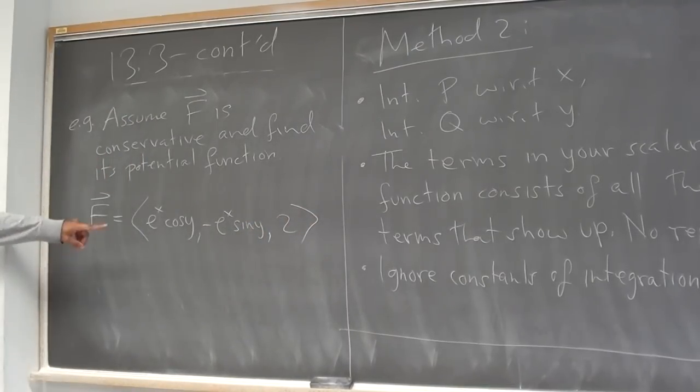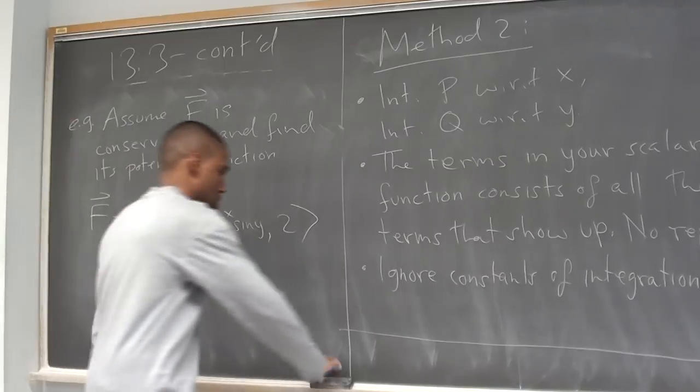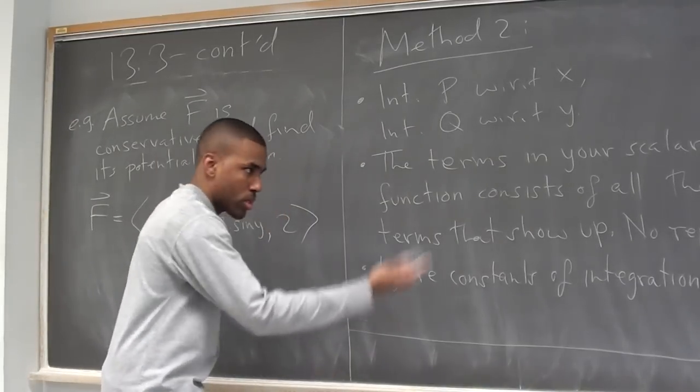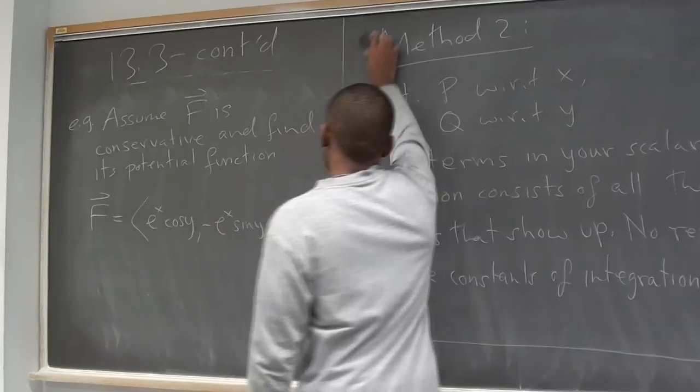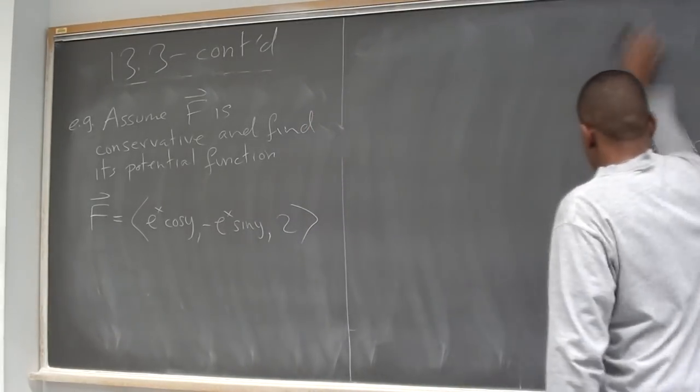So it's a three-dimensional function. I didn't show you how to check that yet, but I just said assume it's conservative, find the potential function. So in 3 dimensions, the same processes apply, it's just a little longer. You have to have a little more stamina, that's it.